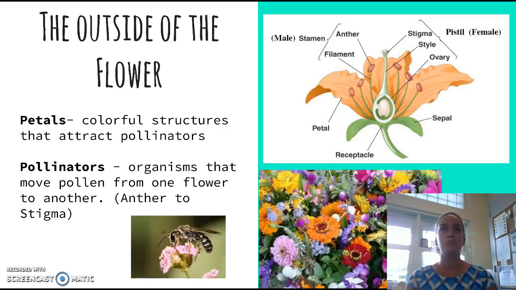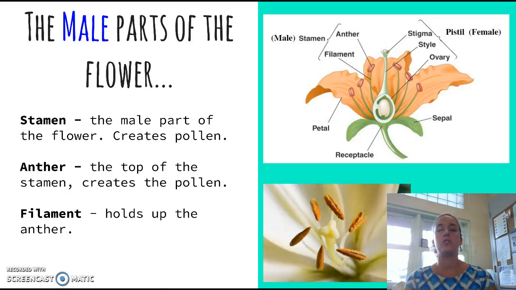So bees, humans, dogs, cats, butterflies, birds, hummingbirds, flies, anything that can pick up pollen from an anther and move it to a stigma is considered a pollinator. The wind is a pollinator. All right, so flowers come male and female. Usually a flower has both male and female parts, but sometimes you have male flowers and female flowers.